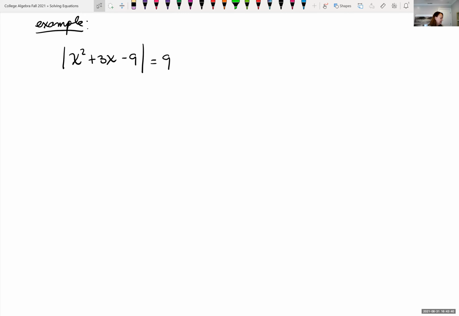Okay, so one more example. We have the absolute value of x squared plus 3x minus 9, and that absolute value is equal to 9. So we have the absolute value already isolated. So we're going to take the expression inside the absolute value, which is x squared plus 3x minus 9, and set it equal to the negative of the other side, so negative 9. The other equation that could satisfy this is x squared plus 3x minus 9 equals the positive of the other side, which is 9.